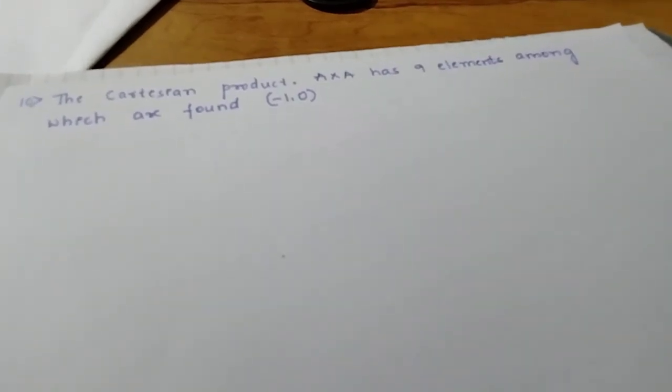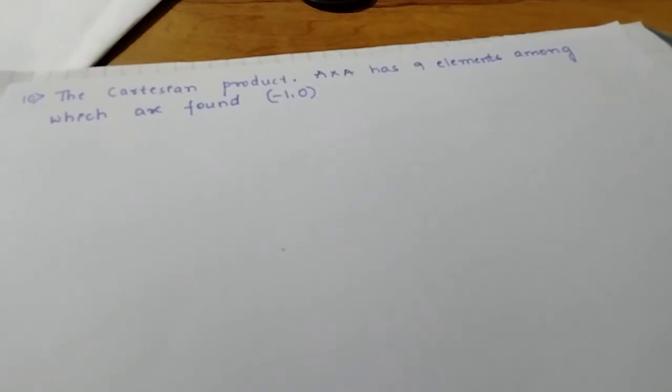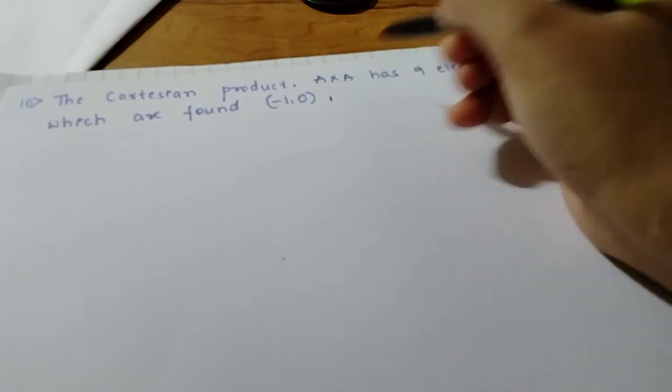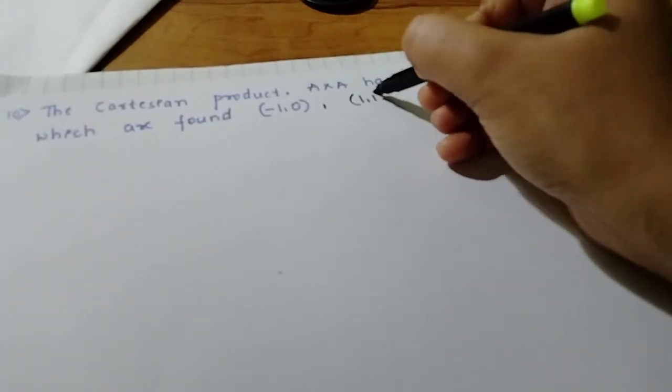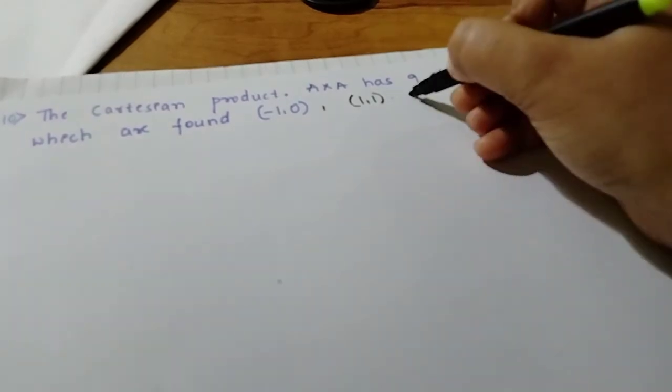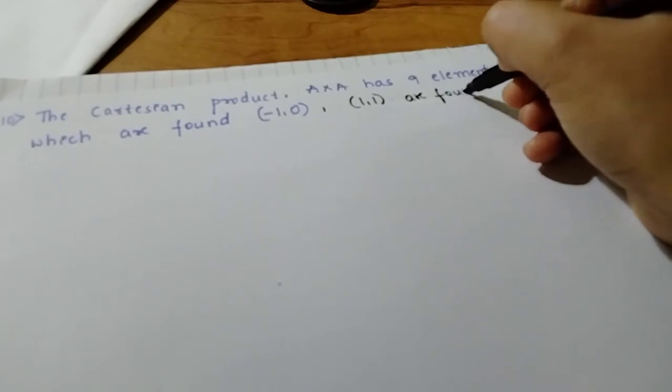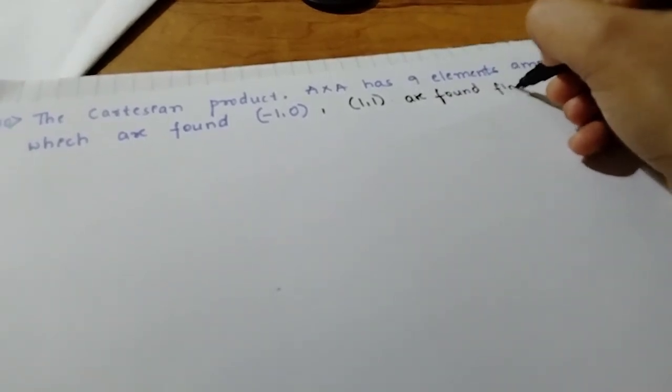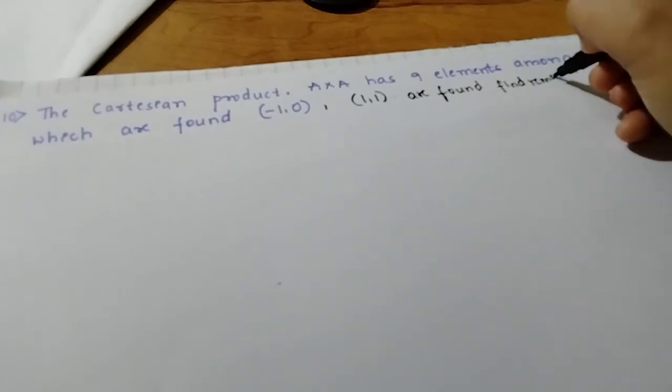I forgot to send the 10th example when I had sent you the PDF file. The 10th example was missing. So what is the 10th example? The Cartesian product A cross A has 9 elements. Among them, (-1, 0) and one more, I think maybe (1, 1), are found. So you have to find the remaining elements.